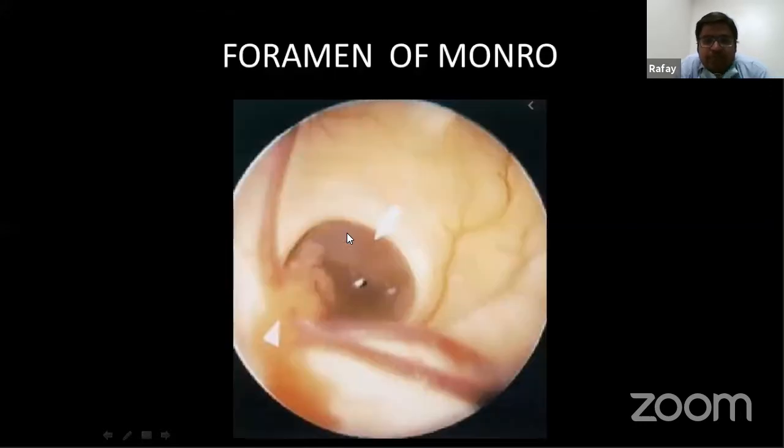This is the endoscopic view of the foramen of Monro. It is basically a crescent shaped structure when hydrocephalus is not present, and in the presence of hydrocephalus, it becomes more enlarged and rounded in shape. And at the anterior superior margin, there is a junction of the fornix body and the column, and on its posterior margin we have the thalamus.